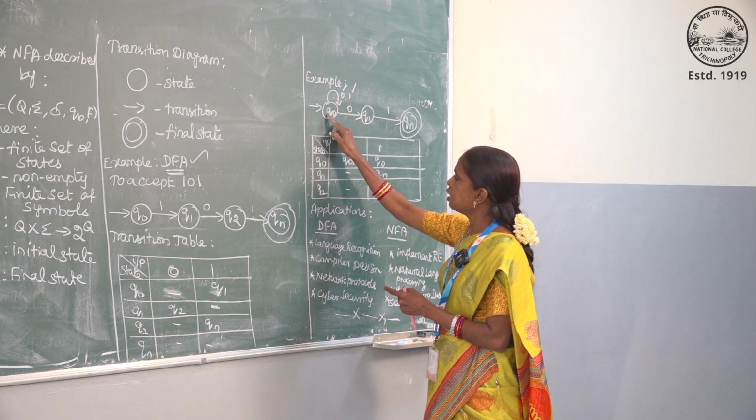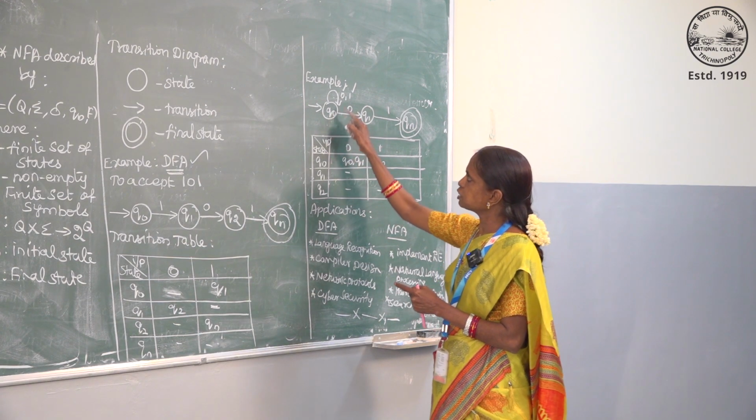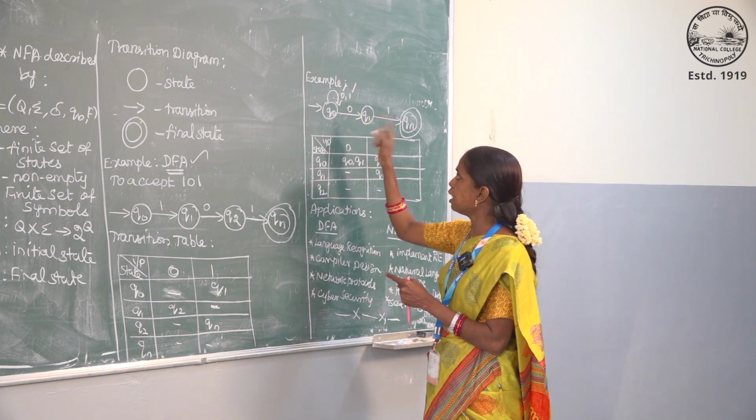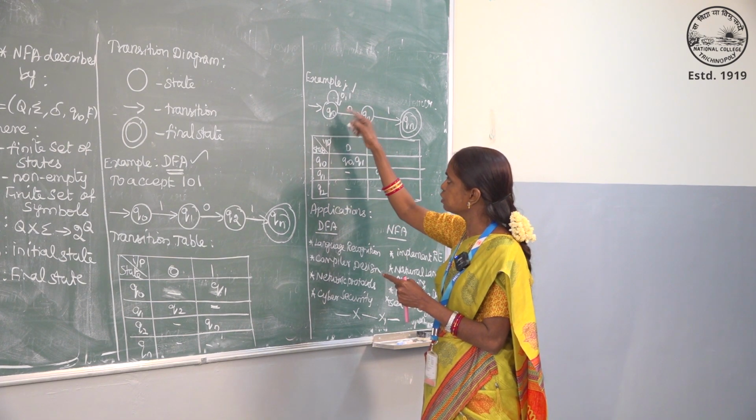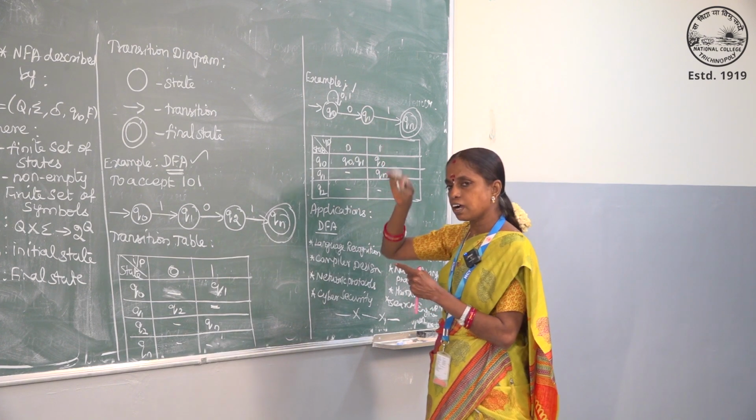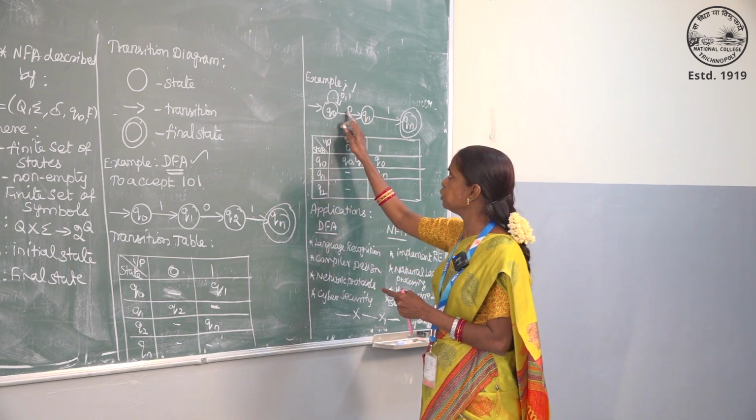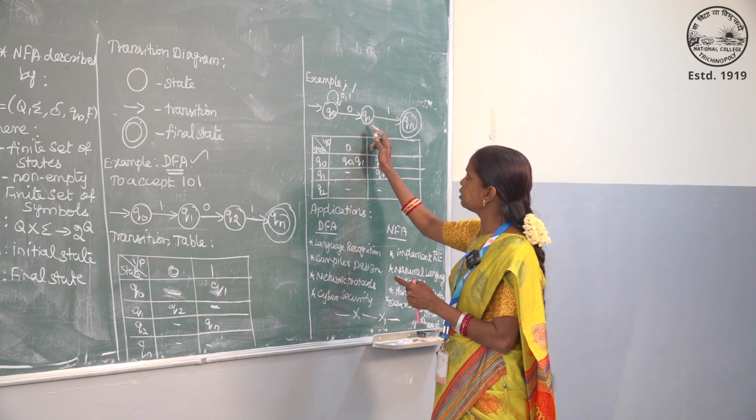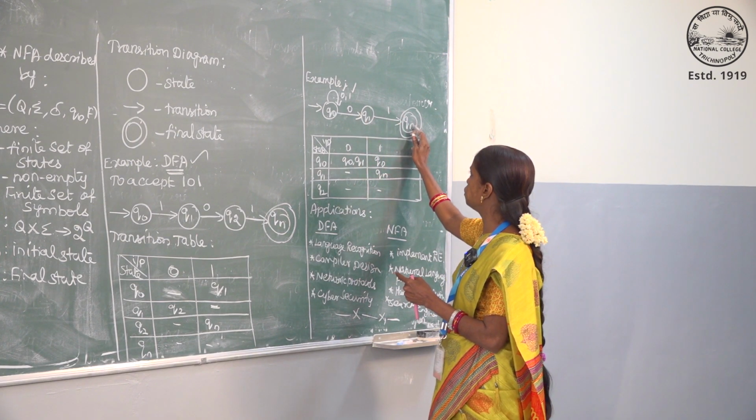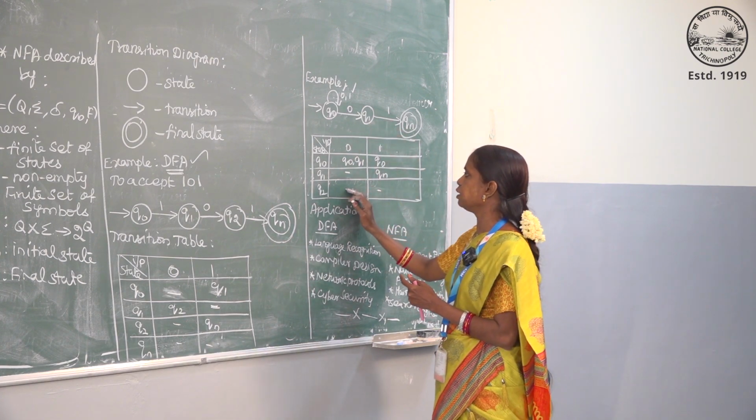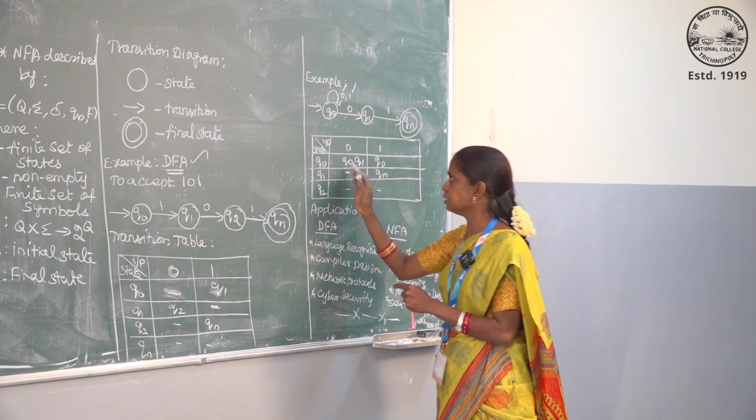Okay, here Q0, after accepting the 0, also goes to the Q0 state only. After accepting the 1, it goes to the Q0 state only. Then after that, if it accepts 0 it goes to the Q1 state. In that particular Q1 state, if it accepts 1 it goes to Qn, which is the final state. Its corresponding transition table is this one.